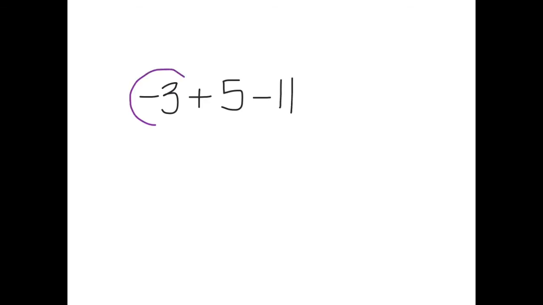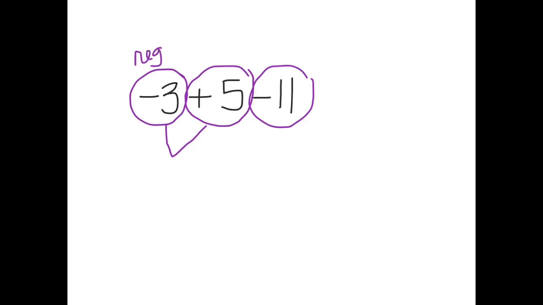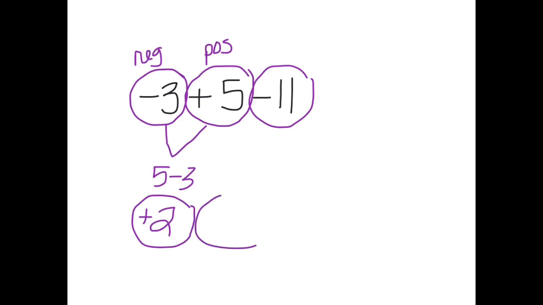So I'm going to circle my terms. I have a negative 3, a positive 5, and a negative 11. I'm going to focus on these two terms first. Well, this is negative, and this is positive. So I know it's a subtraction problem because the signs are different. So 5 minus 3 is actually 2. Keep the sign of the larger number. 5 is larger, and it's a positive. So now I have a positive 2, and I'm going to bring down this other term, a negative 11.